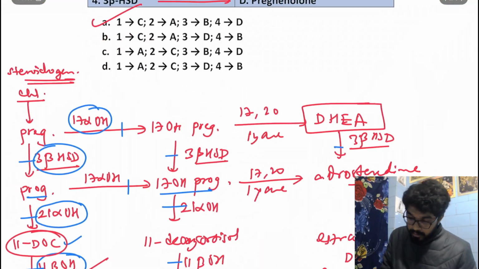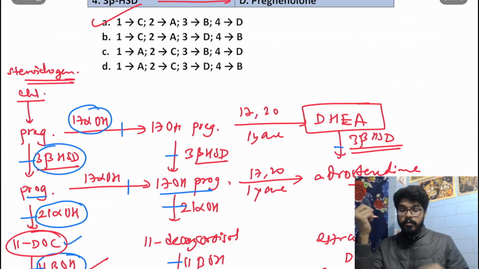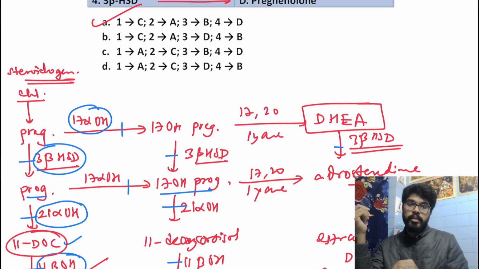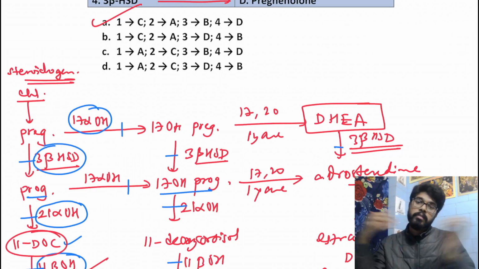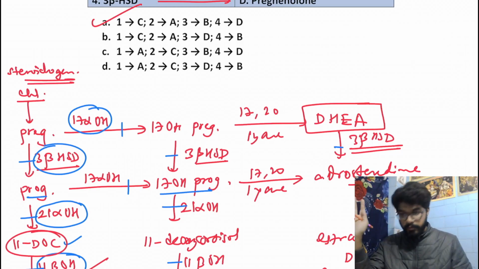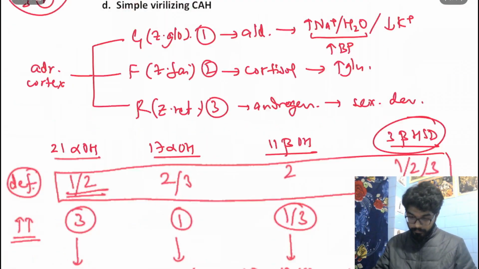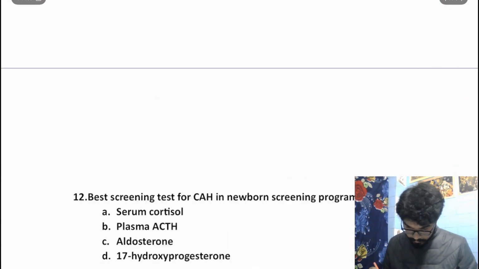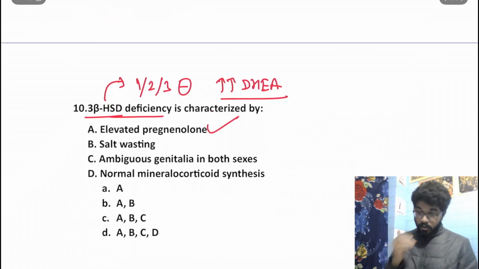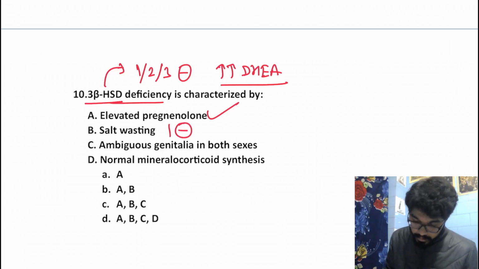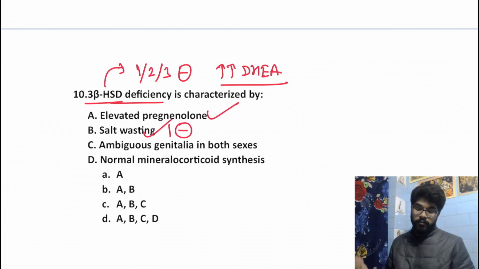Right. The 3-hydroxy-beta steroid dehydrogenase is absent, so there would be accumulation of pregnenolone, 17-hydroxypregnenolone and DHEA, and the accumulated pregnenolone also converts into DHEA. So ultimately we would get an accumulation of this DHEA. Okay. Now moving on to this next option, which is salt wasting. Salt wasting will be there in 1. Yes, because the 1 component is absent, we would get salt wasting.